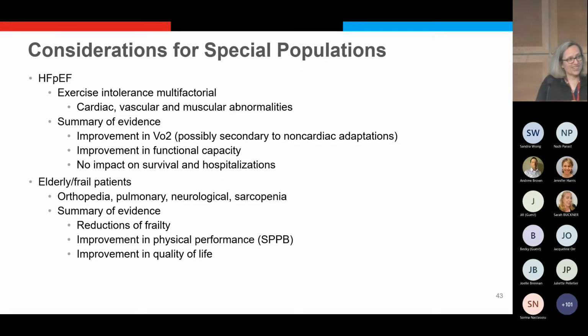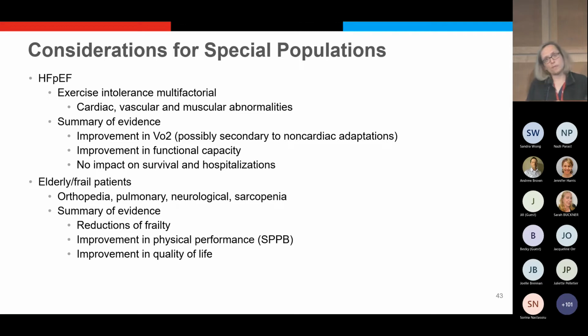There's also evidence to suggest it improves functional capacity and it improves quality of life. What it doesn't do is impact survival or heart failure hospitalization or other hospitalizations. And that's okay, again, because the sum total of which suggests that patients want to feel better. And that's a very meaningful endpoint for our patients.